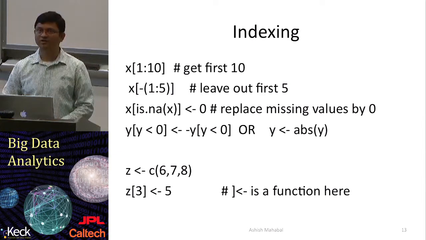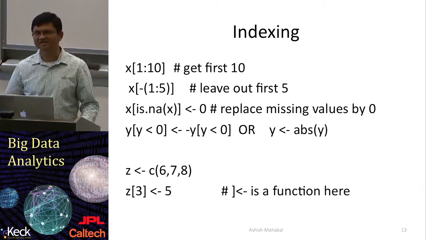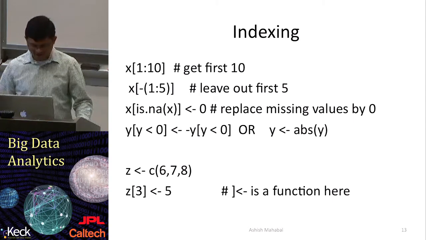Indexing is also a very trivial thing to use. Just square brackets and 1:10 is going to give you the first 10 values of it. Similarly, if you want to leave out something, that's easy also. Just minus and then in round brackets 1:5 will do that.